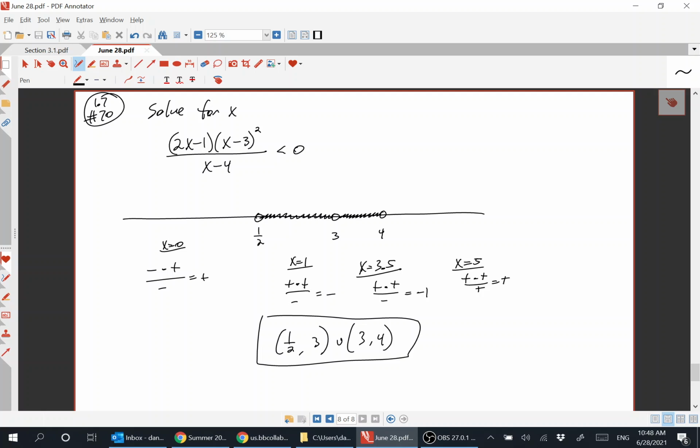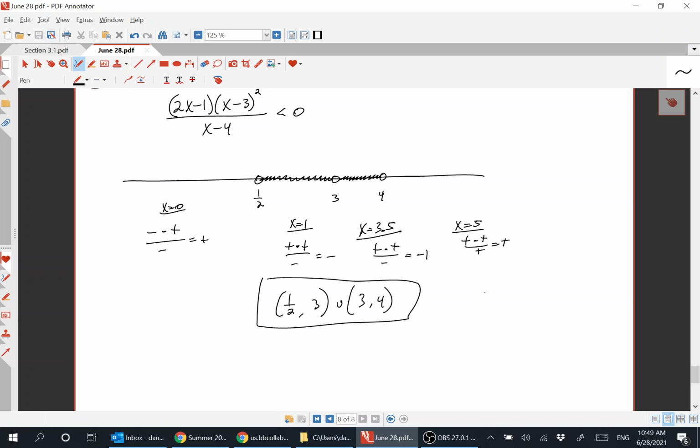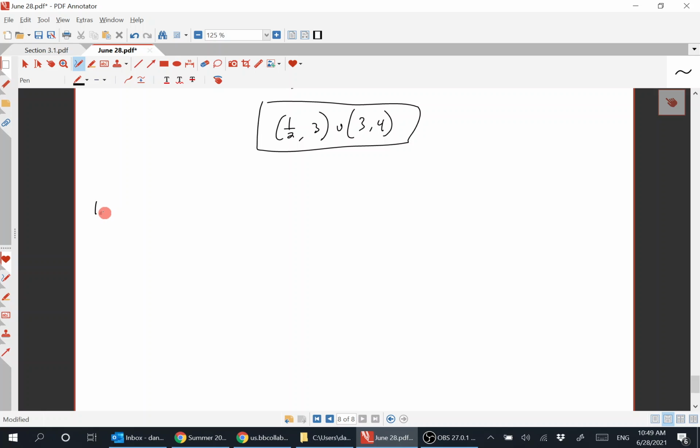A few from 1.6. Equations with rational expressions. Oh, that wasn't on the previous exam. Find all real solutions. I guess not. Let's look at... 34 was the hand in. Let's look at 33. I thought that was on the last exam.